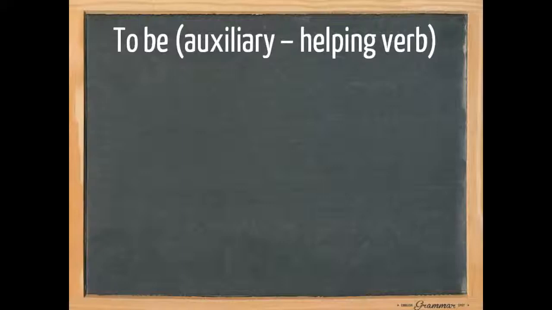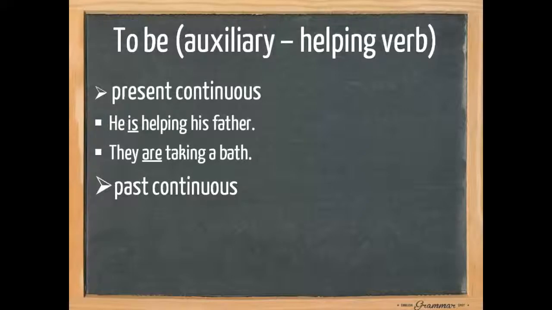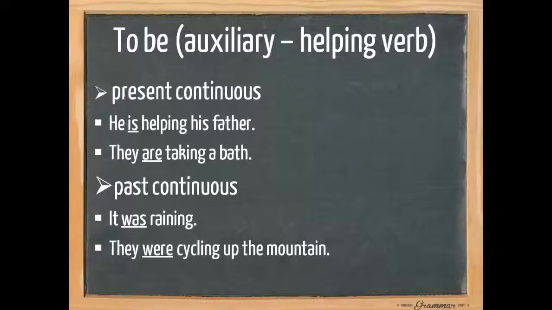Now let's have a look at to be as an auxiliary or a helping verb. We can use to be to form a present continuous. A present continuous shows you what's going on right now. He is helping his father and they are taking a bath. We can also use the verb to be as an auxiliary for past continuous, but then we use the past simple form. So, it was raining and they were cycling up the mountain. Was and were are past tenses of the verb to be.